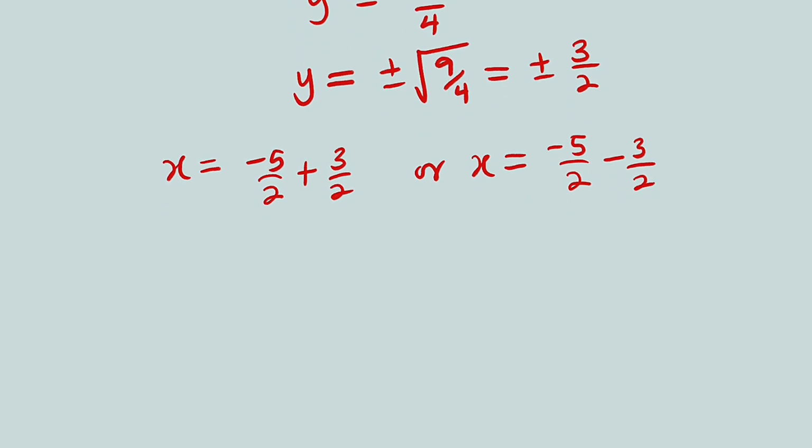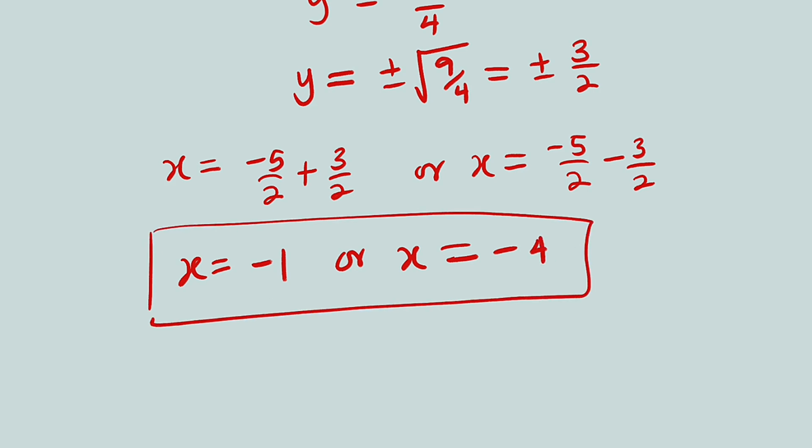Let's simplify to obtain our roots. X is either equal to, you can see that minus 5 plus 3 is minus 2, and minus 2 divided by 2 is minus 1. And the other one, minus 5 minus 3 is minus 8. Minus 8 divided by 2 is minus 4. And hence, this is our roots. Let's take the second one.